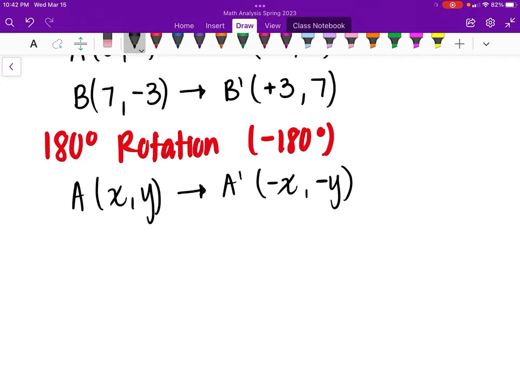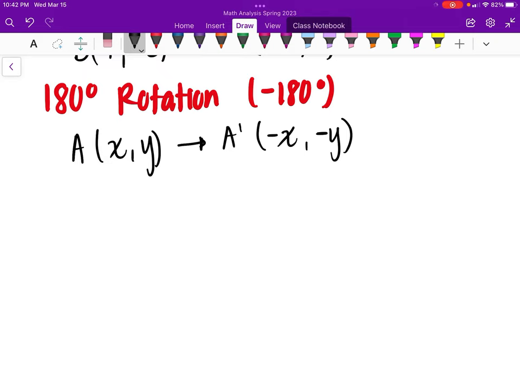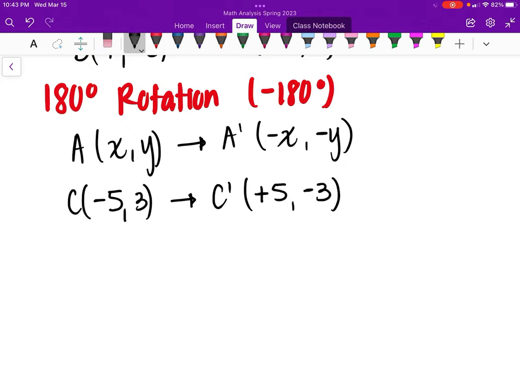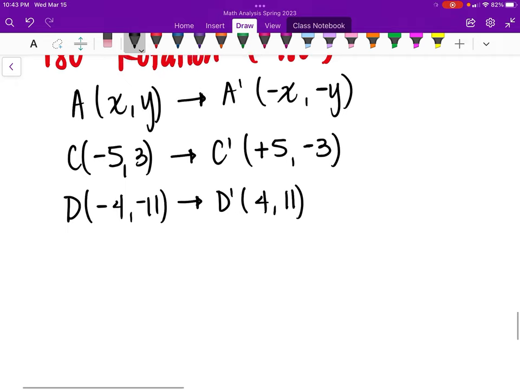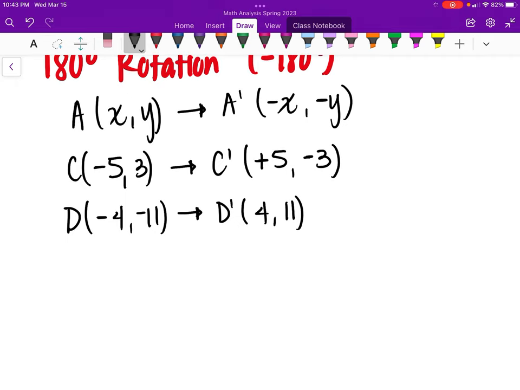They're just changing signs. So for example, say I have point C, which is -5, 3. Now, if I want to find C prime, it is now going to be 5, -3, because once again, they're not switching positions, they're switching signs. Let's try the next one: D is going to be -4, -11. So D prime in this case would be 4, 11. All right, and that's a 180 rotation.